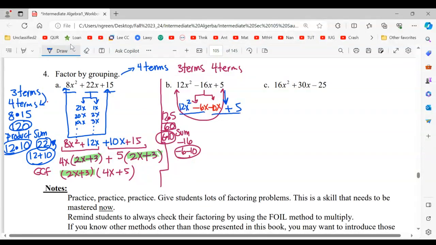Now how many terms do I have? 4 terms. Take the first 2 together. So what is the greatest common factor for the first 2? 2x, correct? And what's left? 6x minus 5. And the last 2 terms, what is the greatest common factor? 5. Yes, 5, right? If you take out 5, or rather negative 5, correct? If you take negative 5, what's left?